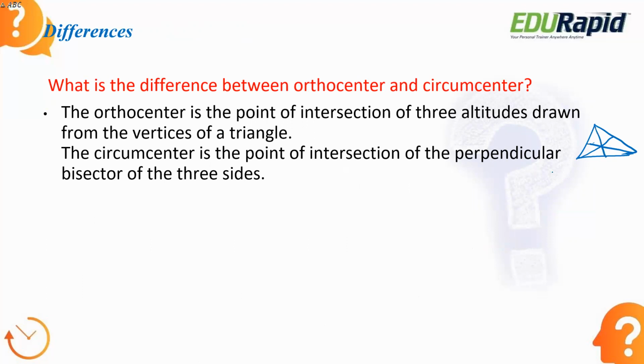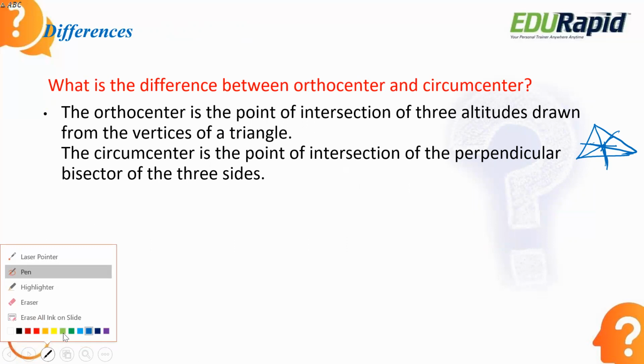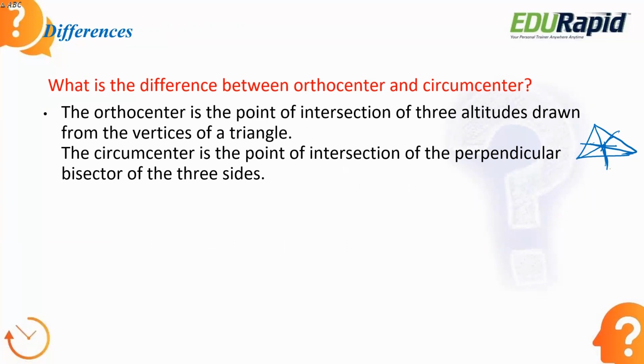But circumcenter is the point of intersection of the perpendicular bisectors of the three sides. It is just formed by joining the perpendicular bisectors of the three sides of a triangle. If you consider it like this, this will be the circumcenter.